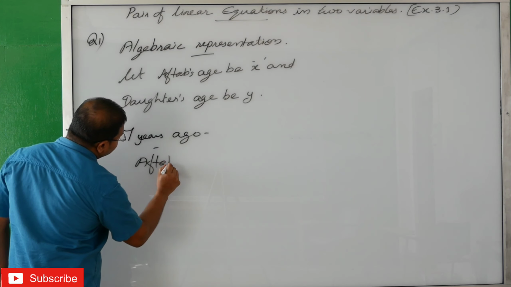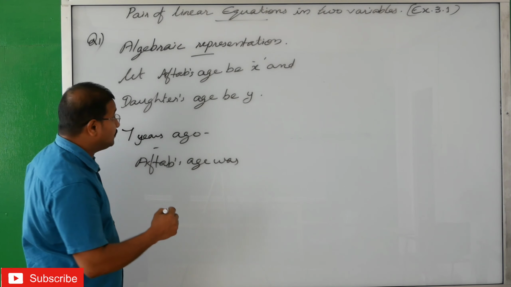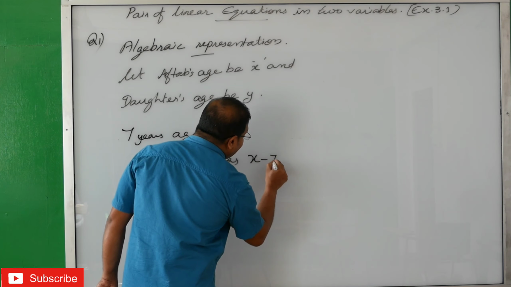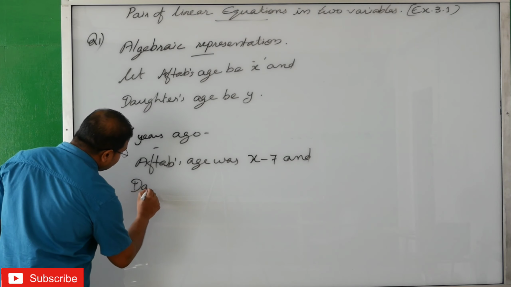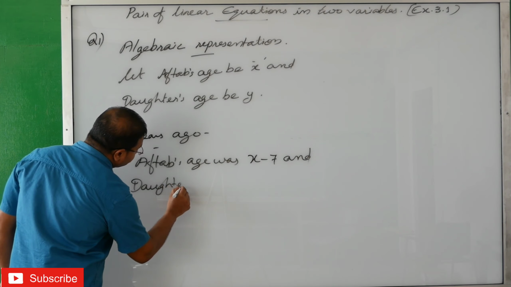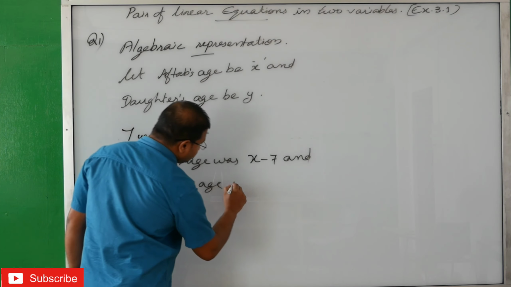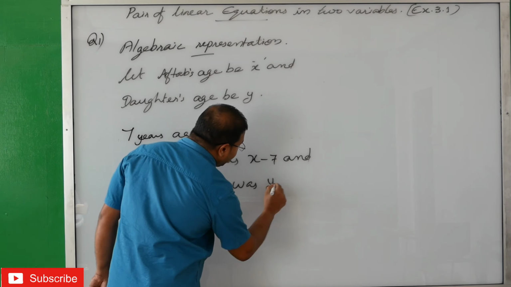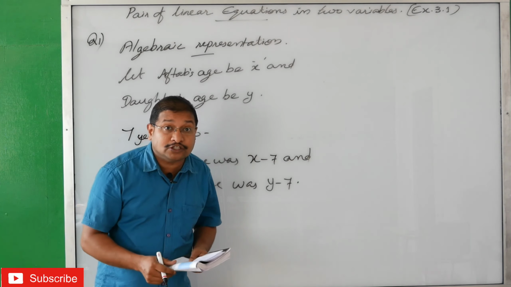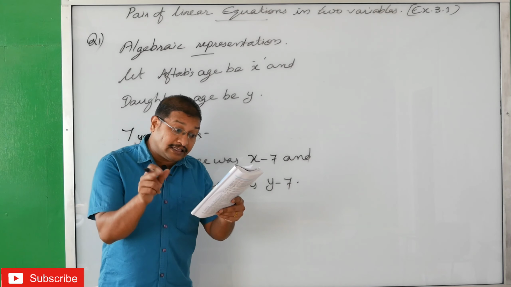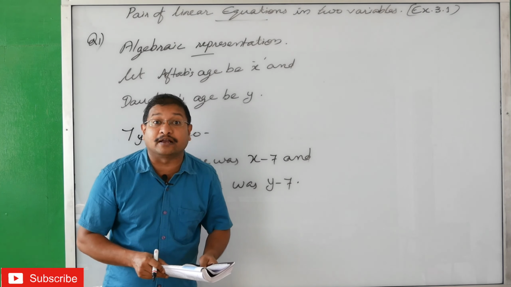Aftaf's age was x minus 7 and daughter's age was y minus 7. But see the question, what is the condition? What did the father tell his daughter? Check that. 7 years ago, I was 7 times as old as you were then.